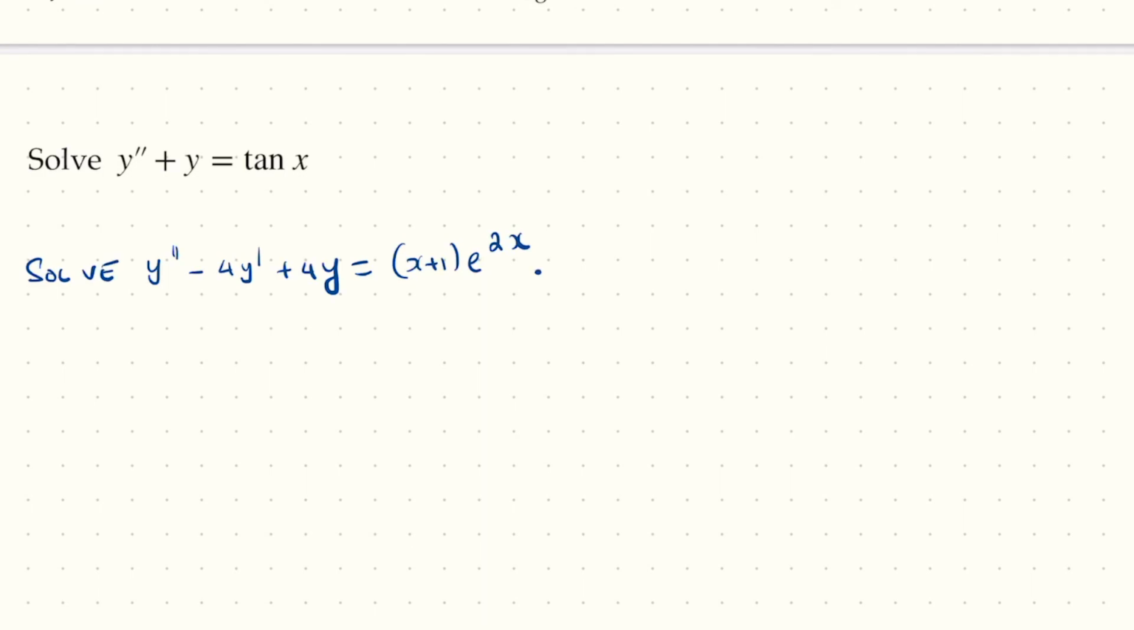I will stop it right here, and then I will show you how to work with this one.